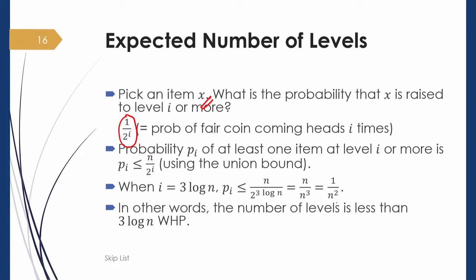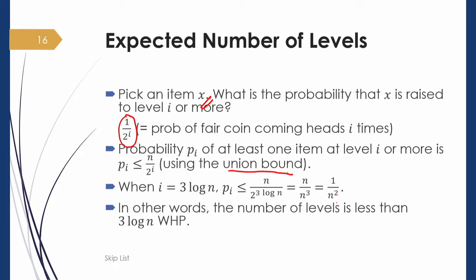Now, we ask ourselves, if one item behaves in that manner, what is the probability P_i of at least one item reaching level i or more? And what is this P_i? Well, we use a very simple technique for this, the union bound. This P_i is at most n times the probability that one of the items will reach level i or more, a simple application of the union bound.